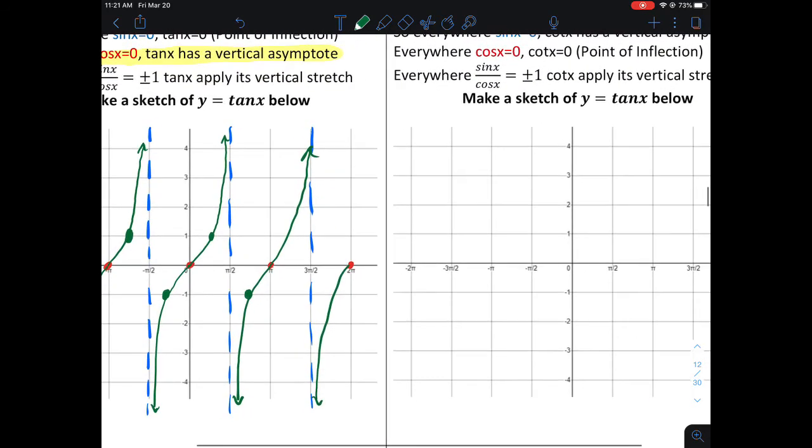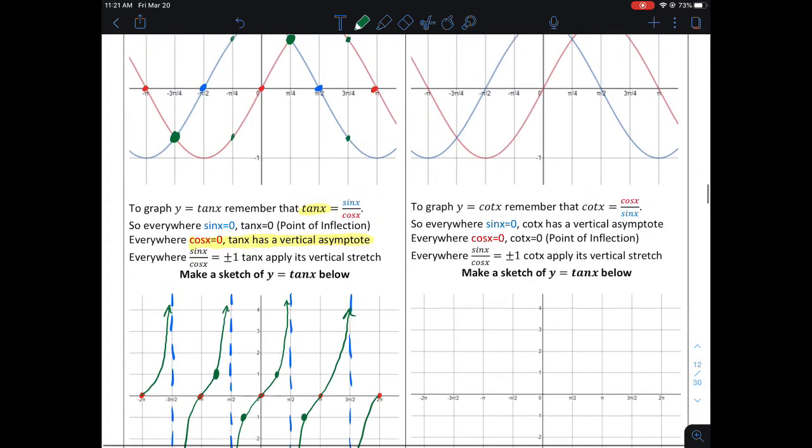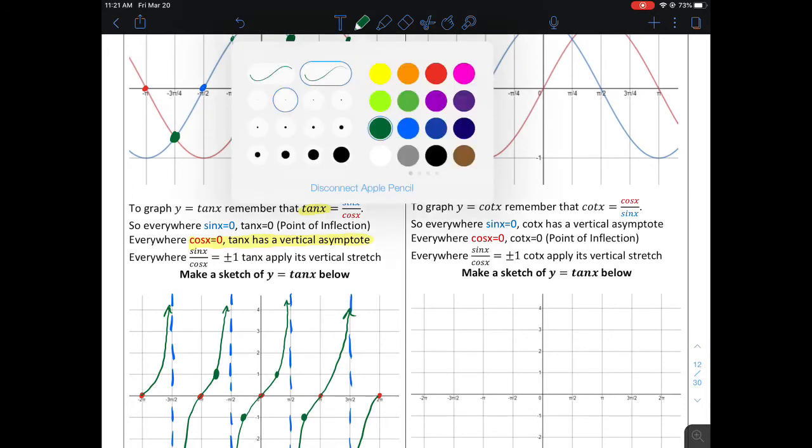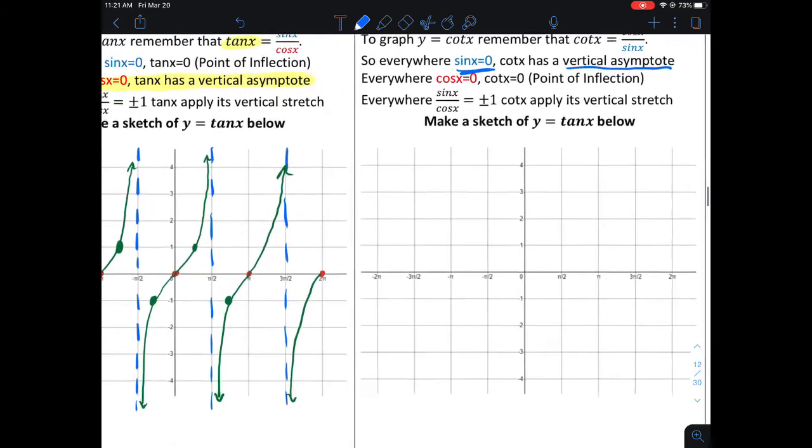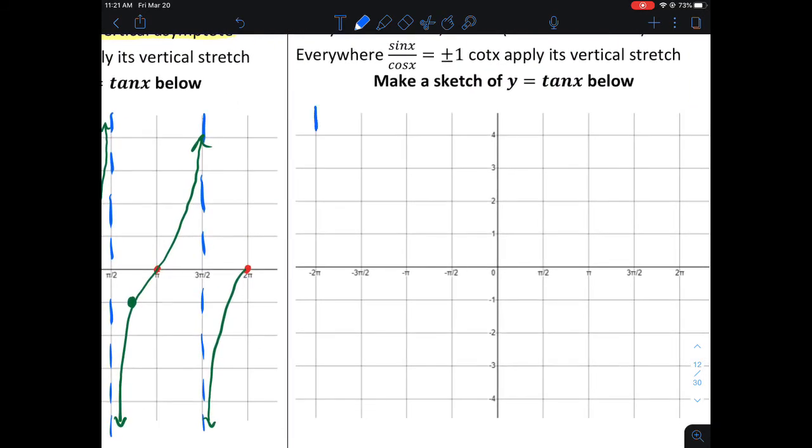All right, and then we have cotangent. It's the last one of our 6. It's kind of the same process. I start by thinking about where is it undefined. Cotangent is undefined everywhere that sine equals 0, because sine is in the denominator. So everywhere the sine wave equals 0, which is on all the whole pi's, cotangent is undefined.